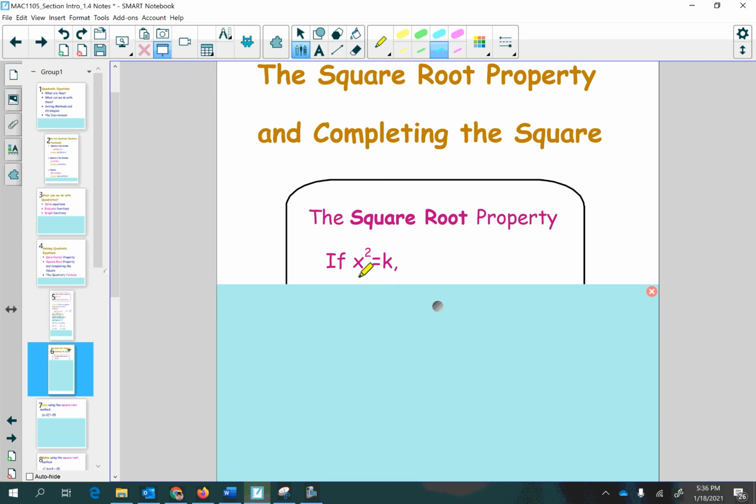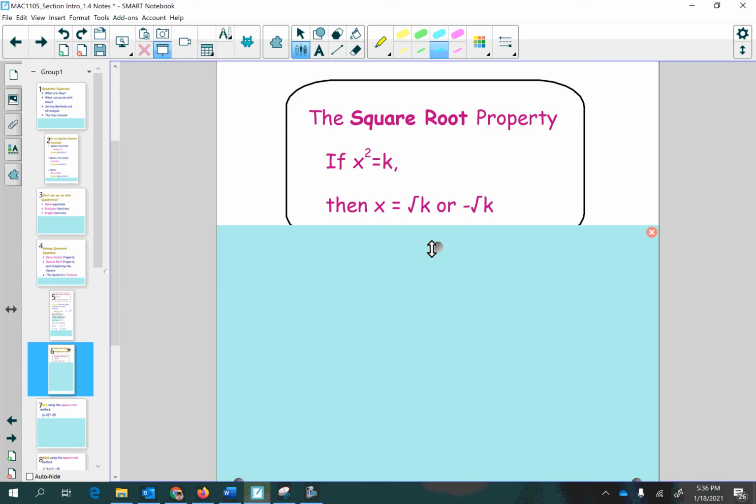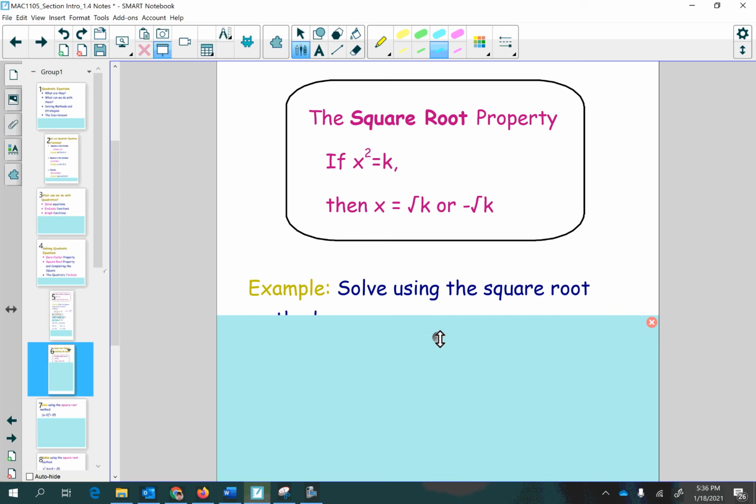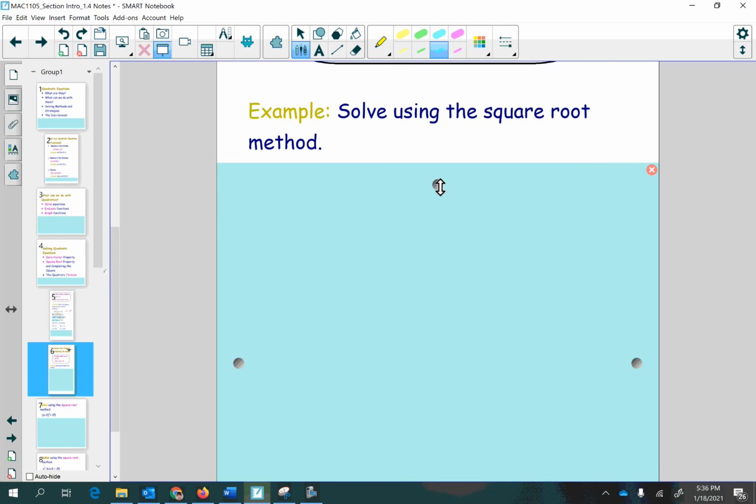All right, now if x squared is equal to some number k, then it must be true that the square root of x squared, just plain x without a square on it, would be equal to the square root of k, or maybe even negative the square root of k. And we'll see why that makes sense here. Let's look at an example with actual numbers. Solve using the square root method, and here's our equation.